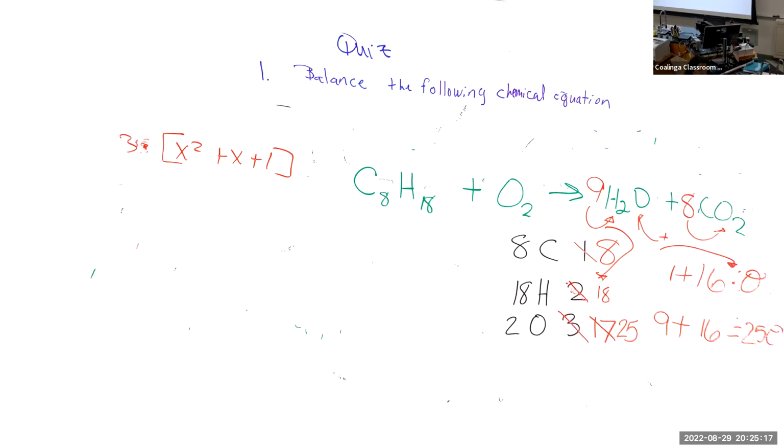So you go 9 oxygen, right? Would you add the 25 over 2? Yeah. Okay, 8 times 2. Got it? And then we want to end up with 25 oxygen, so with 25 over 2, we end up with 25, right?